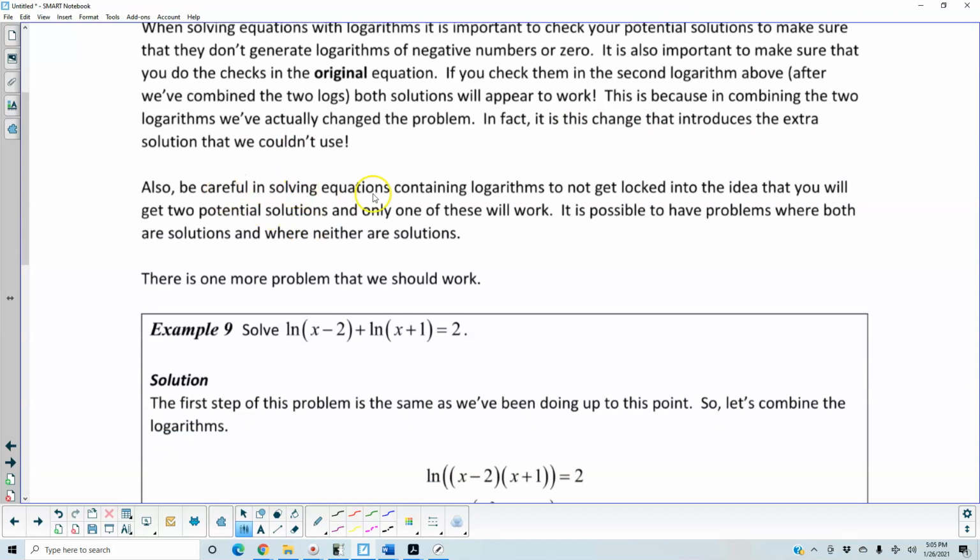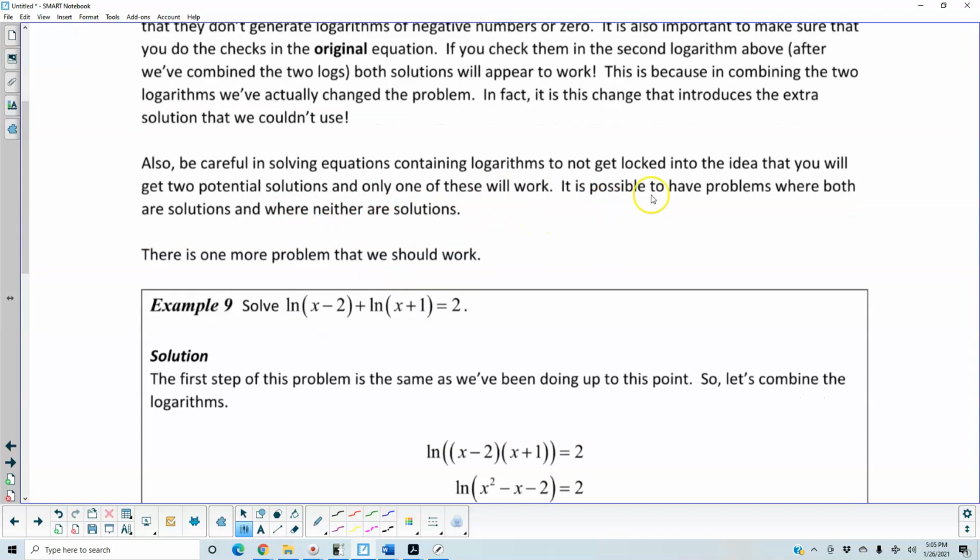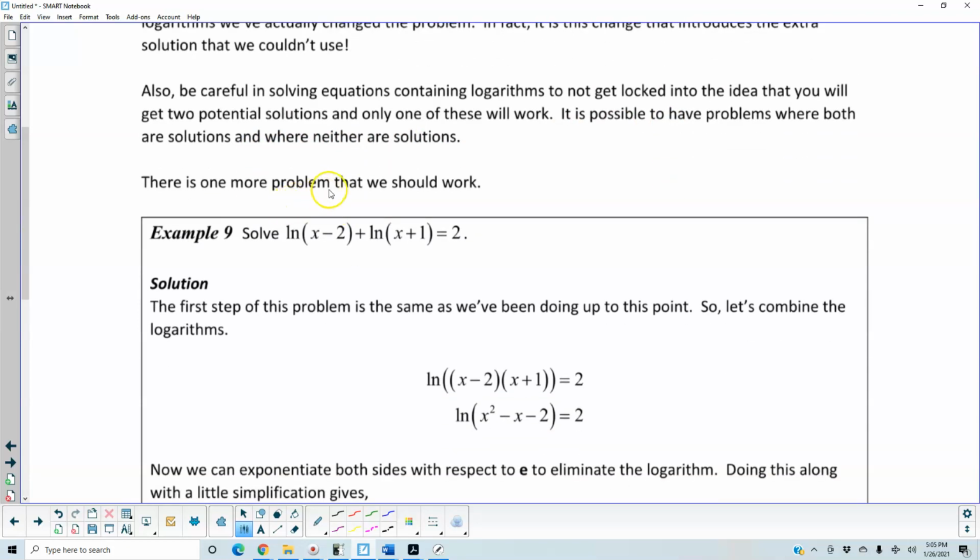Also, be careful in solving equations containing logarithms. Do not get locked into the idea that you will get two potential solutions and only one of these will work. It is possible to have problems where both are solutions and where neither are solutions. So there's one more problem that we should work with.